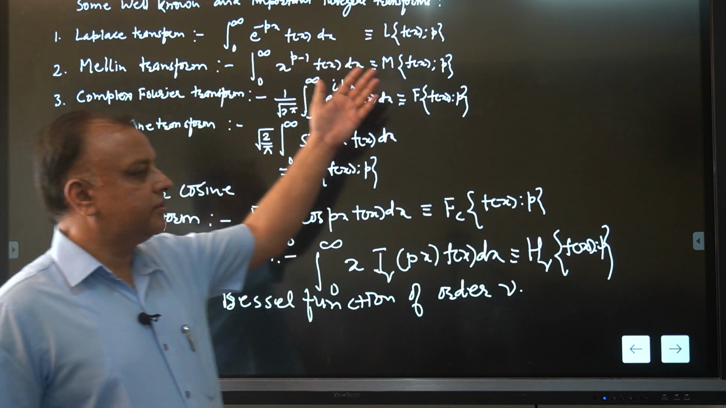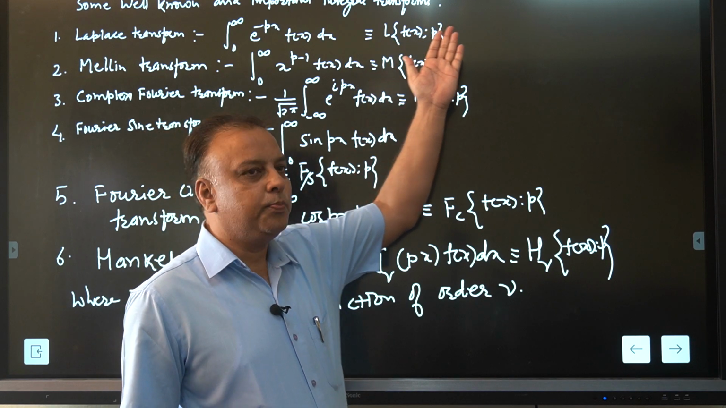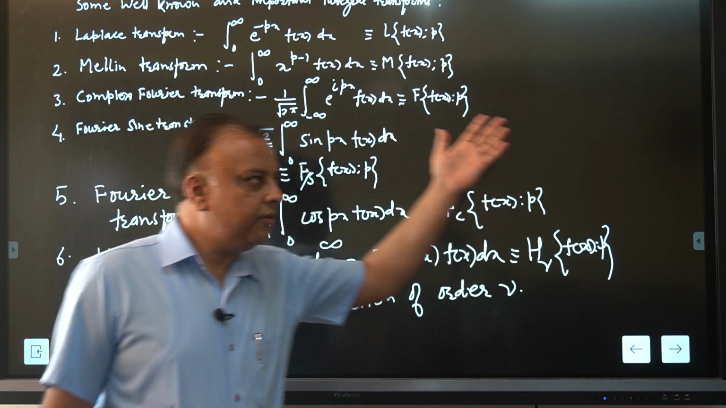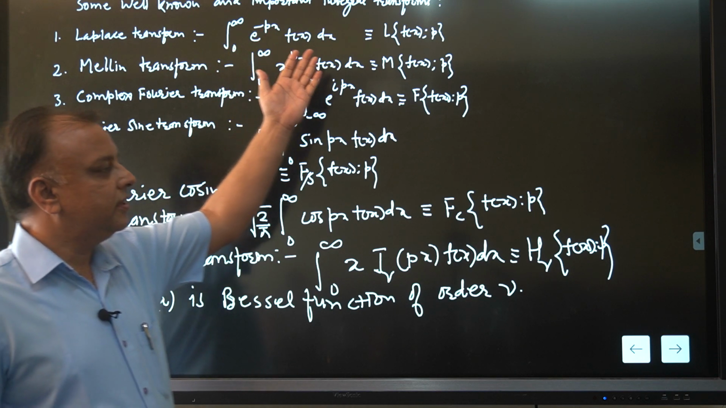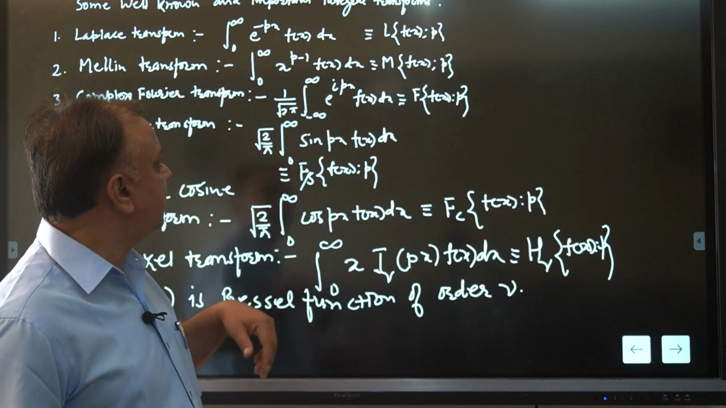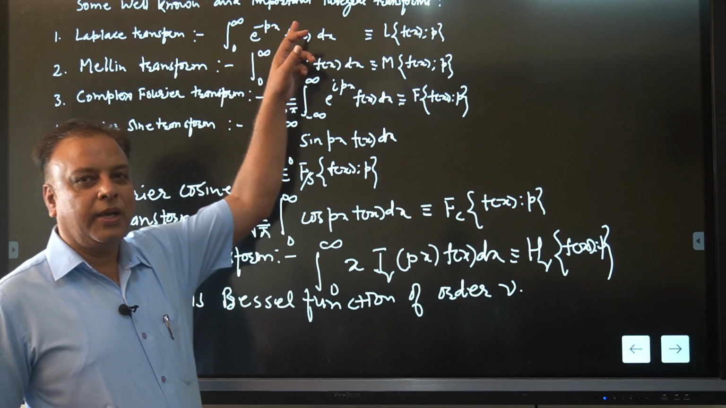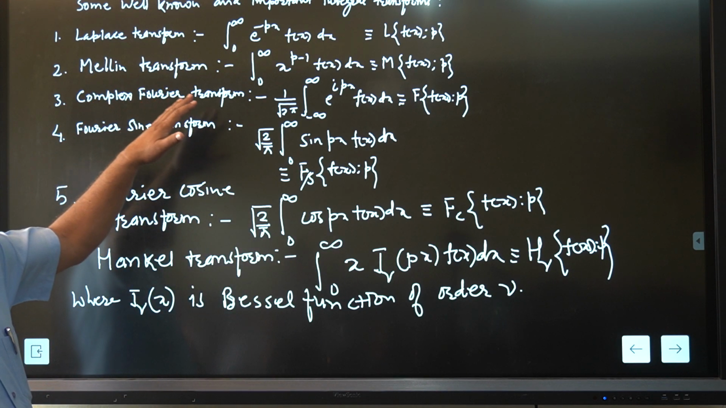The Laplace transformation of a function f(x), denoted by L{f(x)}(p), is given by the integral from 0 to infinity of e raised to minus px f(x) dx, where the kernel of the Laplace transformation is e raised to minus px. The second transformation is the Mellin transformation.